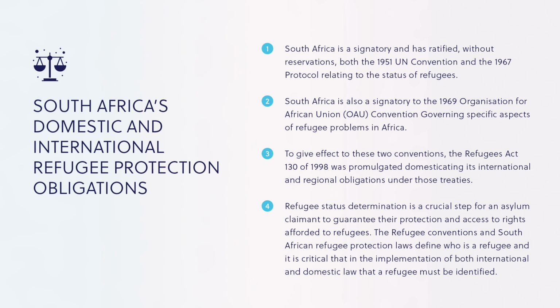Refugee status determination is a crucial step for an asylum claimant to guarantee their protection and access to rights afforded to refugees. The Refugee Conventions and South African refugee protection laws define who is a refugee, and it is critical that in the implementation of both international and domestic law a refugee must be identified.